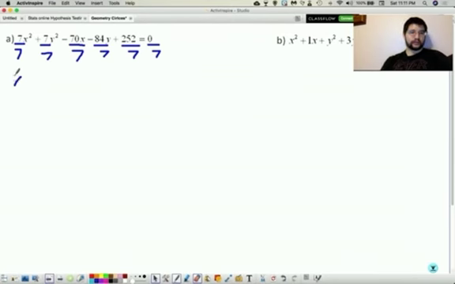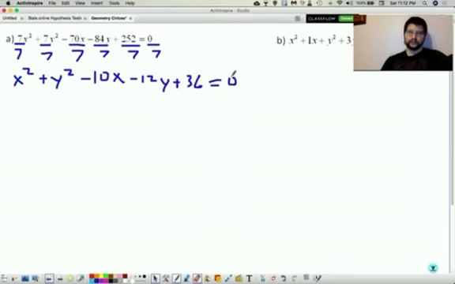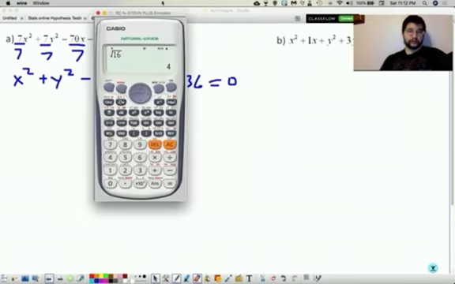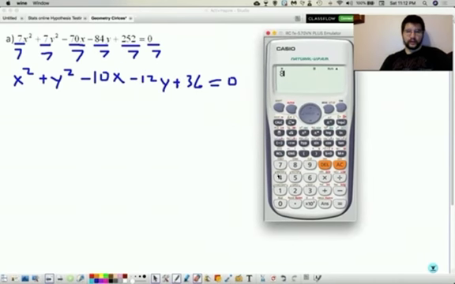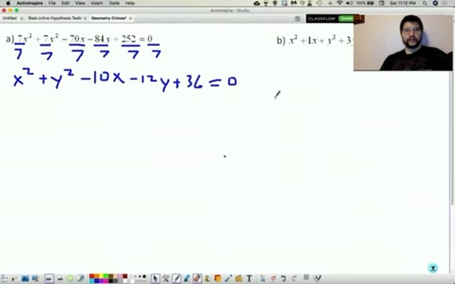So I'm going to rewrite this one. x squared plus y squared minus 10x minus 12y plus 36 equals 0. Let me double check my math there. 84 divided by 7, that's good. 252 divided by 7, that's good. Okay. Yeah, so just divide through by 7, and now we're good to go.